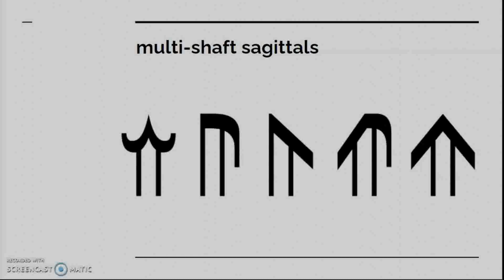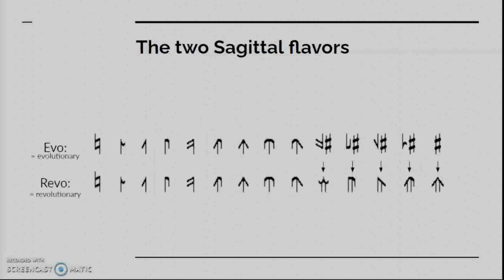To be more specific, you might never need multi-shaft symbols because you only need multi-shaft symbols if you want to use sagittal without conventional sharps and flats. And thus, the multi-shaft symbols are synonymous with what we call the Revo flavor of sagittal. The flavor we've been using up until now was called Evo flavor. The Revo flavor adds another layer of complexity to learn up front, but then, after investing the time to learn it, what you read and write on the page can be simpler and cleaner than it could be with Evo.